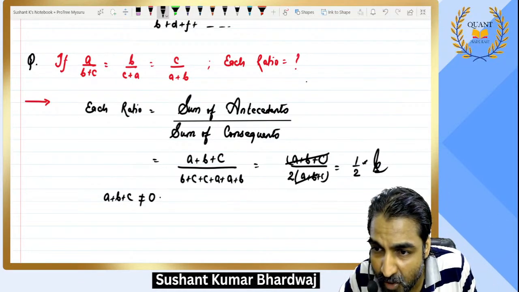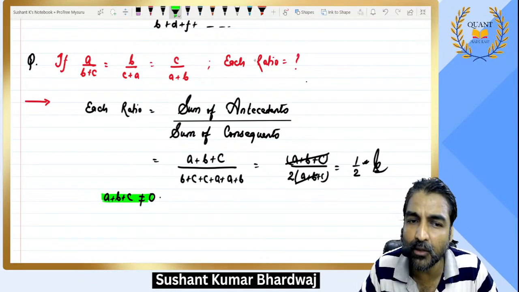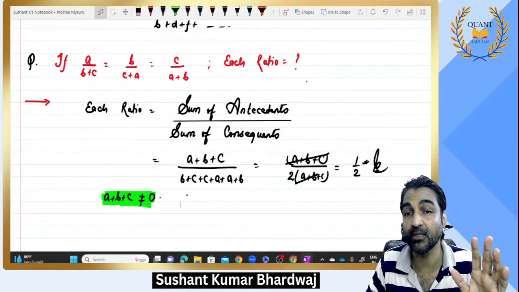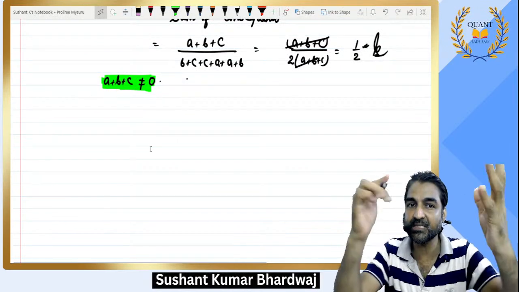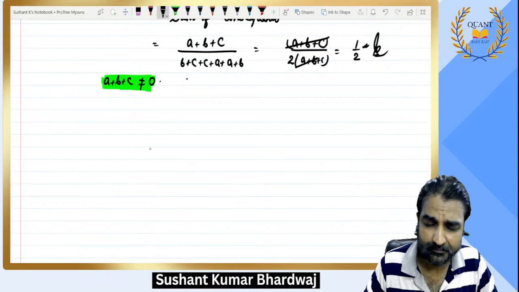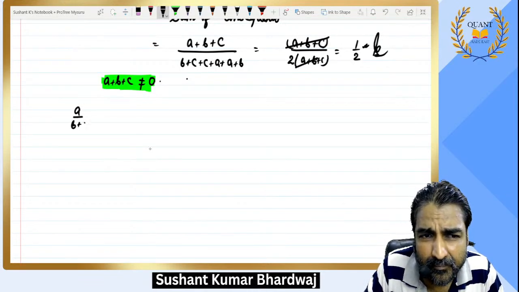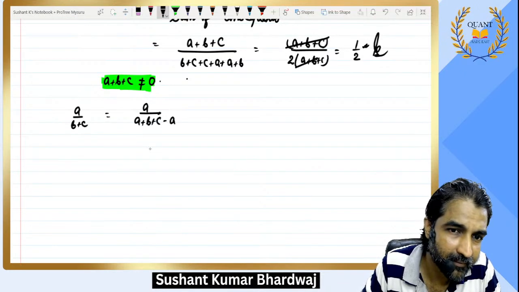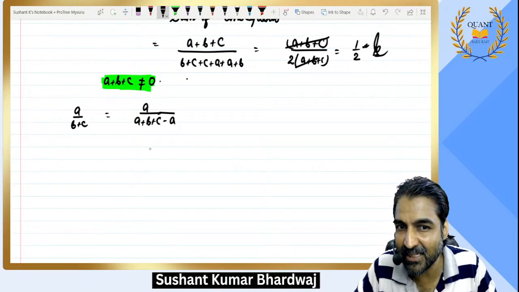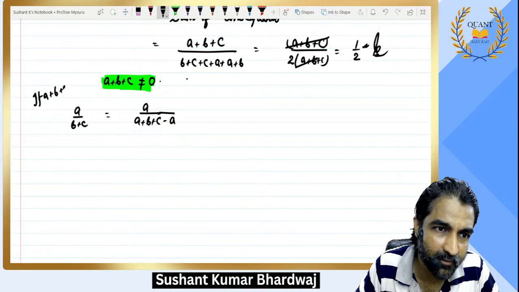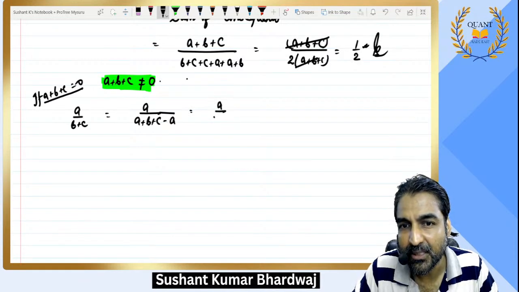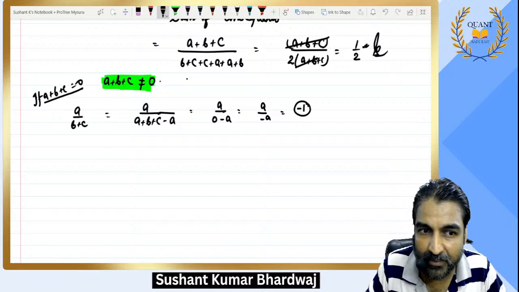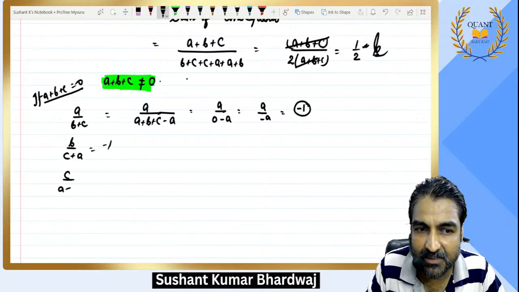So this 1 by 2 is possible only when A plus B plus C is not equal to 0. Suppose I ask a question: if A plus B plus C is equal to 0, then what will happen? See, it's about A upon (B plus C). Can we write it as A upon (A plus B plus C minus A)? And we have been given that A plus B plus C is equal to 0, so that's equal to A upon (0 minus A), which is A upon minus A, and that's equal to minus 1. So similarly, B upon (C plus A) will be equal to minus 1, and C upon (A plus B) will also be equal to minus 1.